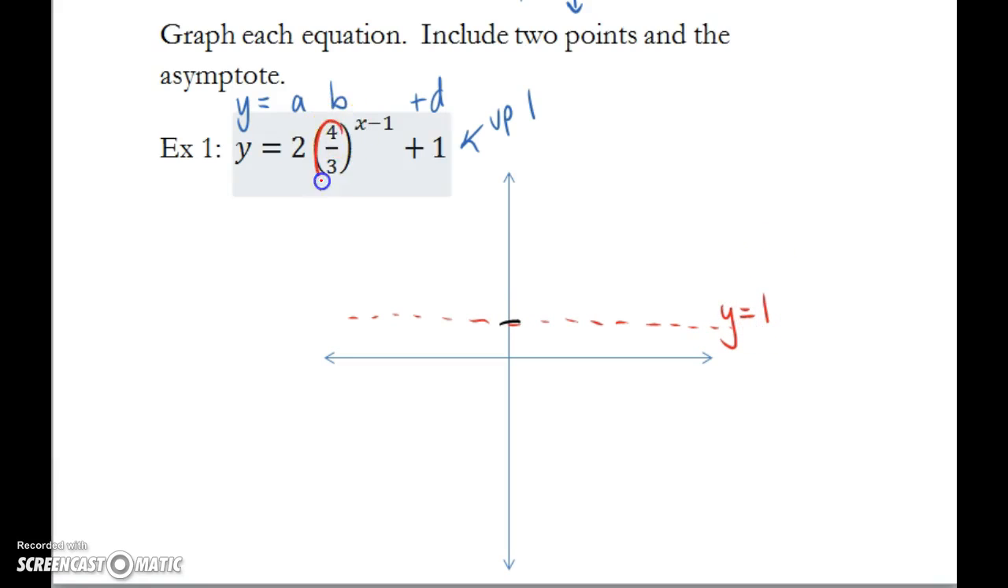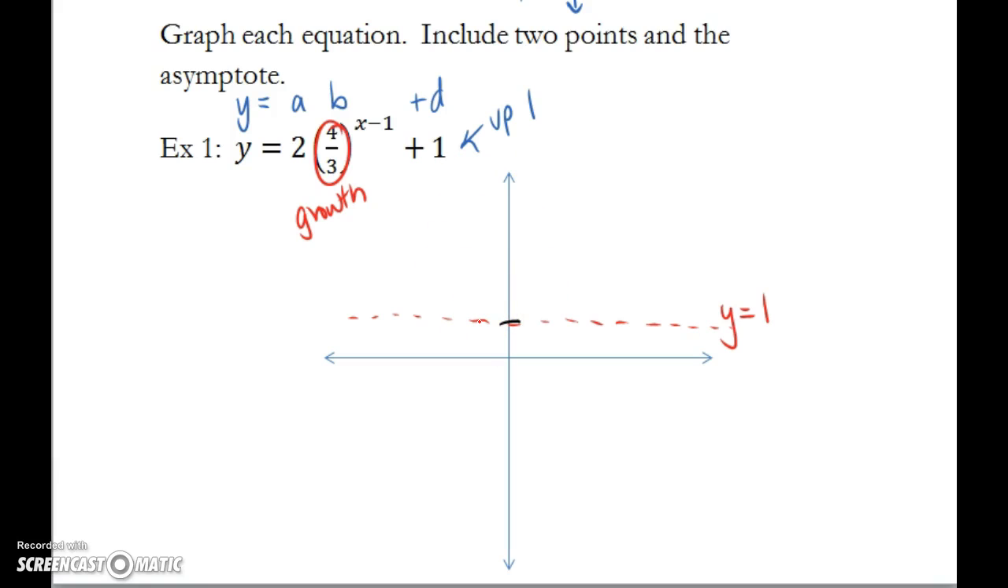Notice that b is greater than 1, which means that it's going to be growth. Don't just look at it as a fraction and say, oh, it's decay. We want to see the value of the fraction. It's greater than 1, so it's going to be growth. There is no negative sign in front of our a, so it's going to be our regular growth function. It's going to lie above our asymptote here.